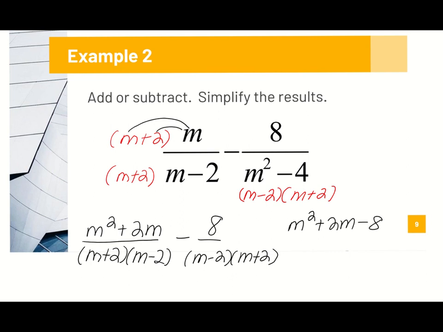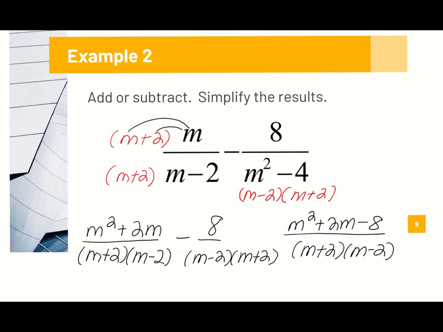M squared, m, and 8 are all unlike terms. So they just all stay separate. And then my denominator stays the same. It doesn't matter what order you have them written in. So, like I said, this one starts to amp it up a little bit. So, got a couple more steps here.